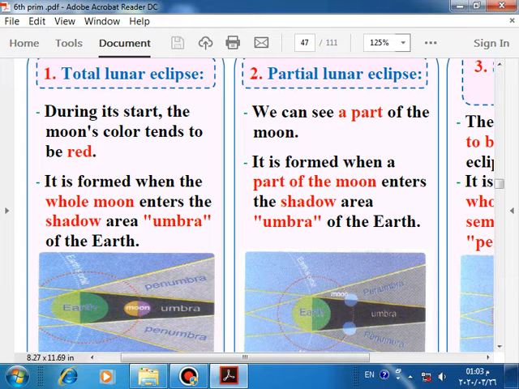Why does its color tend to be red? Because the Earth's atmosphere doesn't absorb the infrared rays from the sun and reflects these rays on the moon. The Earth reflects the infrared rays on the moon surface, so it seems to be red.